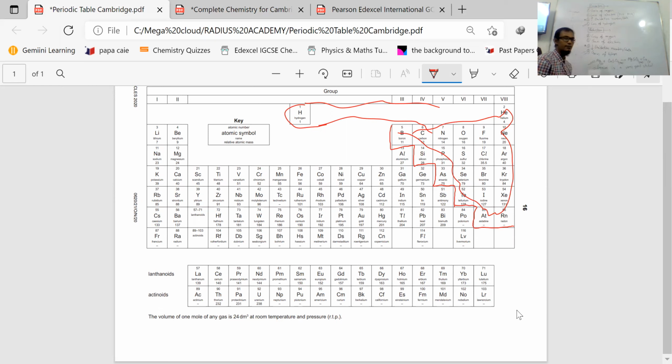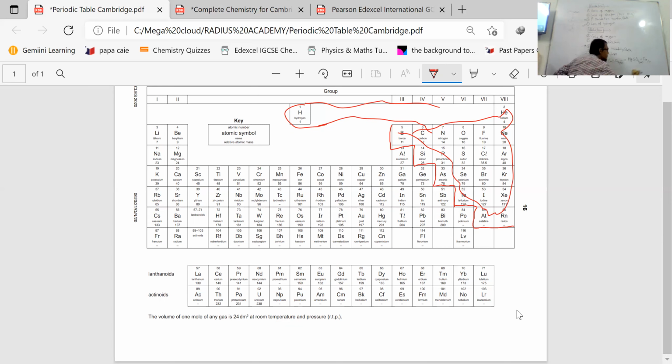Is it clear? Now, if you know this, then this is a full balanced equation. One magnesium on the left and right, one copper and one copper, one sulfur and one sulfur, 4 oxygen and 4 oxygen, balanced.